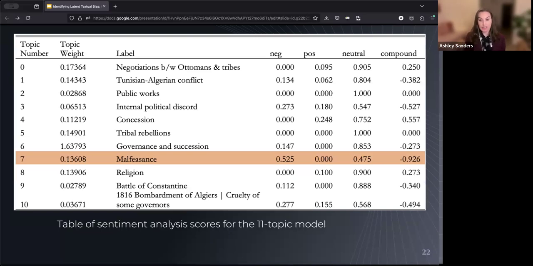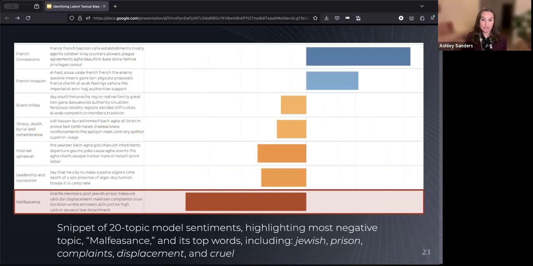So here are the results of the sentiment analysis on this topic. You can see that by topic weight, it's not the most significant topic in the corpus, but it was one of the most negative. We can see the compound score on the far right, and that's the overall sentiment score associated with this topic. These scores run from -1 to 1. So we can see this is likely one of the most negative topics within this model. And again, the visualization shows that.